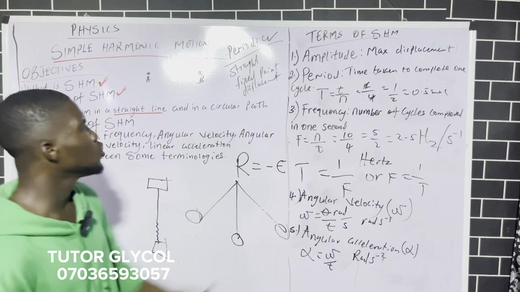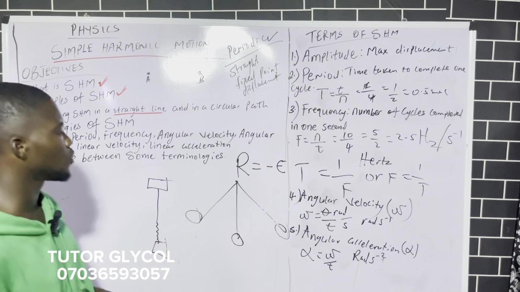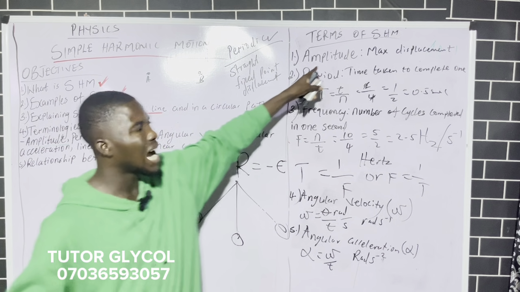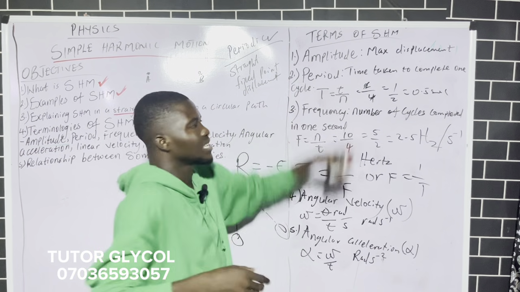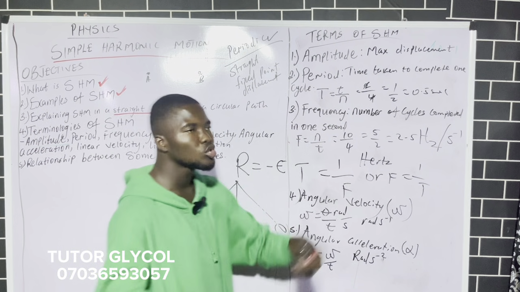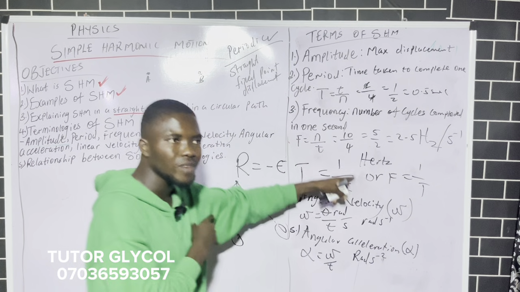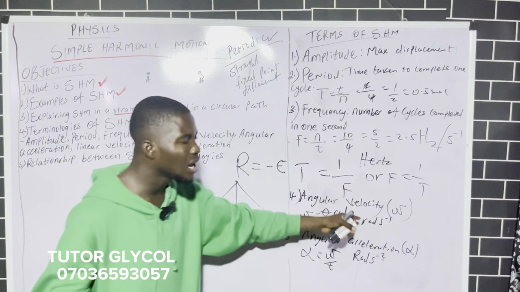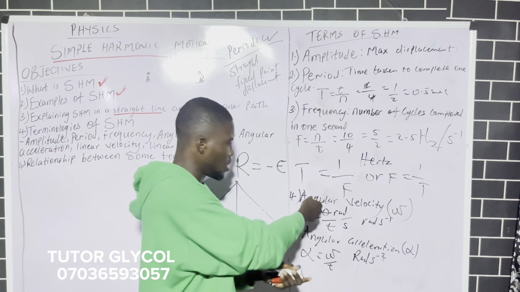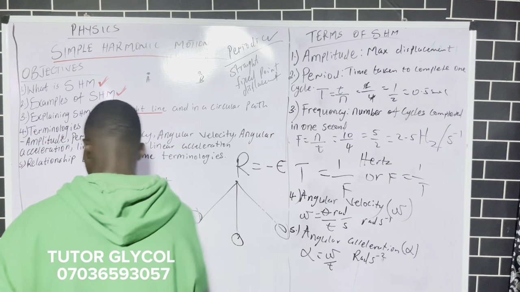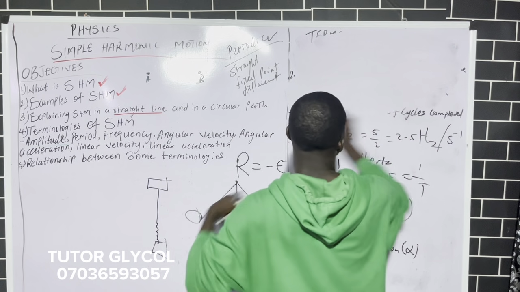So far, so good. I've been able to get 5 terminologies. I'll be rubbing the first 3 so that we can put the other terminologies there. So don't forget amplitude, maximum displacement, how far; period, time taken to complete one circle; frequency, number of circles completed in 1 second; relationship between period and frequency, I showed us 1 over f, 1 over T; angular velocity, rate at which the angle is being swept; angular acceleration, rate at which the angular velocity changes. Good. So let's now look at the remaining ones, then check other stuff.